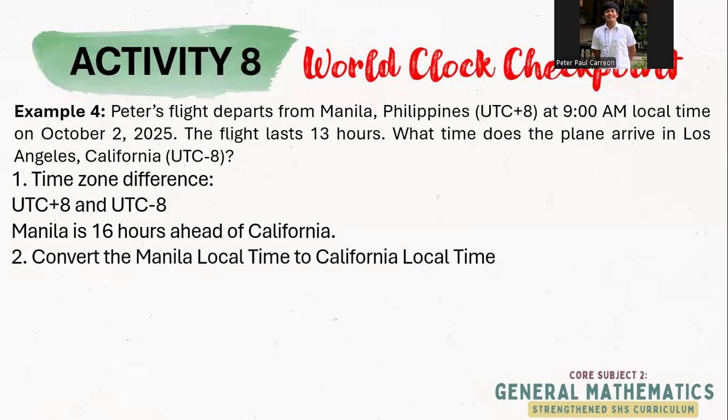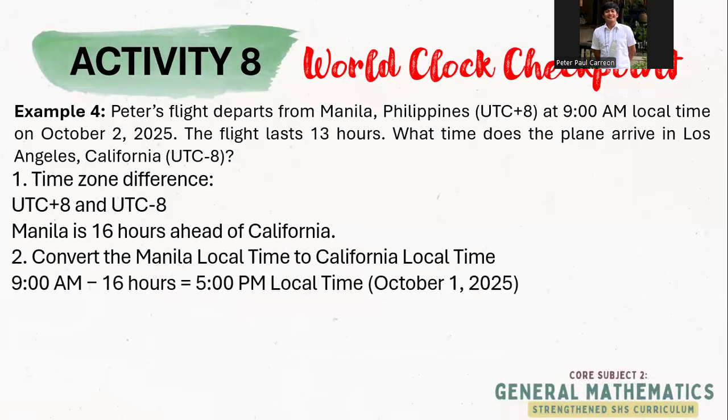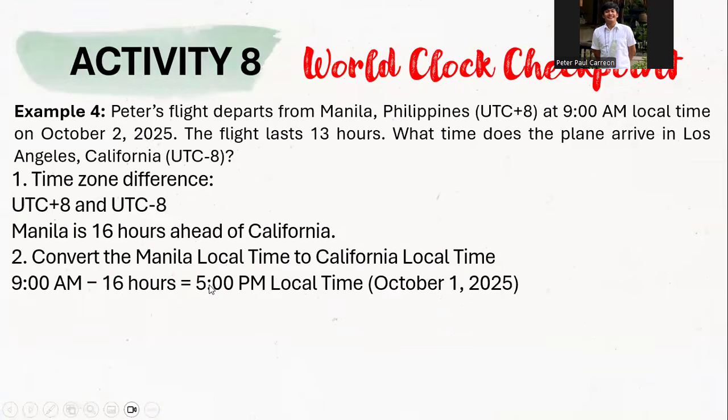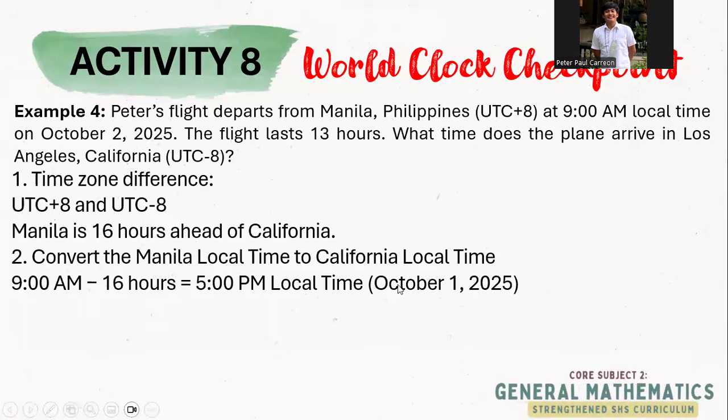So we convert the Manila local time to California local time. 9 a.m. minus 16 hours means 5 p.m. local time, but the date is October 1, 2025. So again, when Peter departs, it's October 2 in Manila, but the local time is 5 p.m. October 1 in California, because we are ahead.